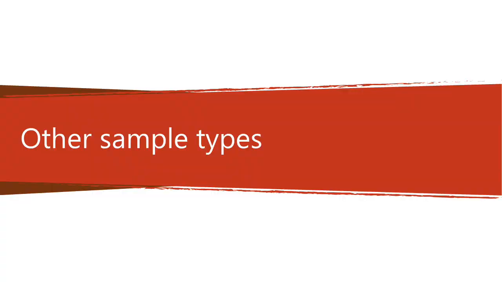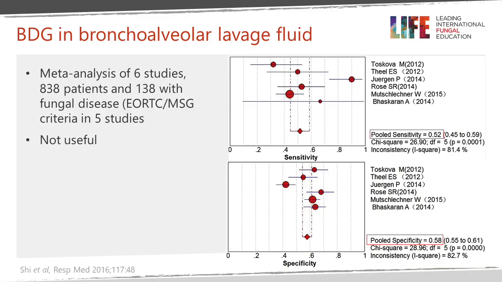Now, other people have used different sample types for measuring BDG, because the typical sample is a serum sample. This study looked at bronchoalveolar lavage fluid. Again, it was a meta-analysis, quite a lot of patients, and essentially it was an unhelpful test. The sensitivity was 0.52 in the upper panel and a specificity of 0.58, and that's only slightly better than random.